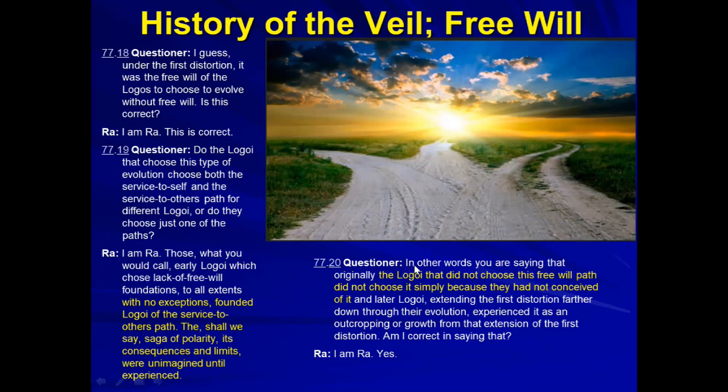So then Don says, in other words, you are saying that originally the Logos did not choose the free will path, did not choose it simply because they had not conceived of it. And the later Logoi extended the first distortion, free will, farther down through their evolution, experienced it as an outcrop of growth from that extension of the first distortion, in other words, free choice. Am I correct on that?